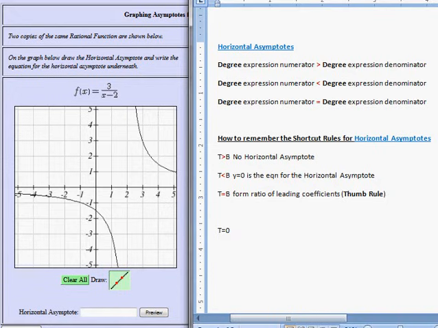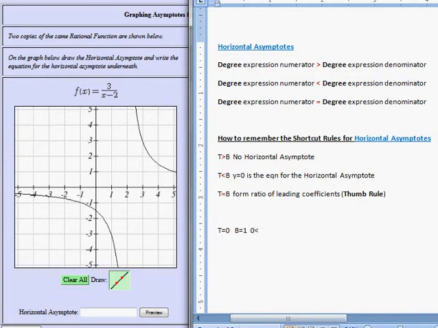Now I need to compare that with the degree on the bottom. The expression on the bottom is x minus 2, but what I want is the degree of that expression, which is the highest exponent. The highest exponent here is 1 because x is being raised to the first power. So my bottom, I'm going to call b, is 1. So remember that what I mean by bottom is the degree of the expression in the bottom. So I have the top is 0, the bottom is 1.